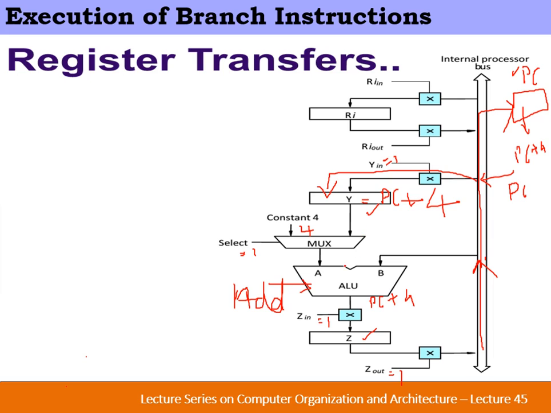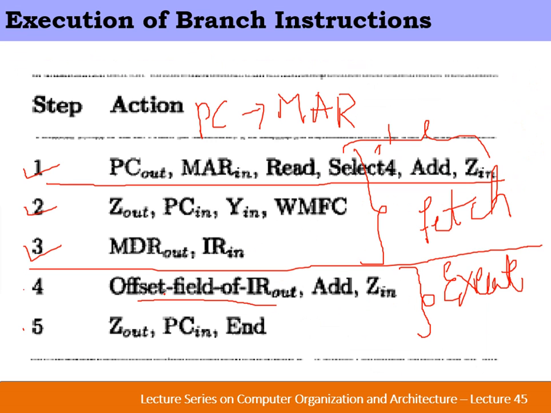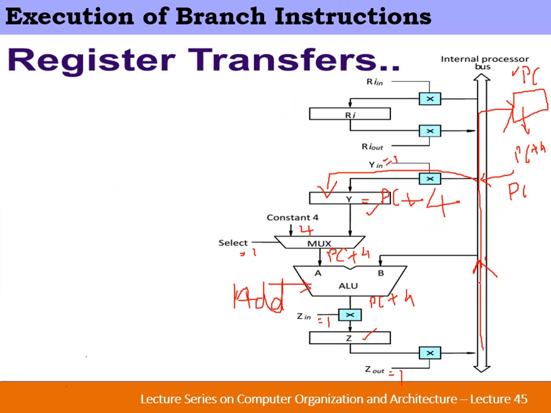So this makes PC plus 4, A operand becomes PC plus 4. By making offset field of IR out, the IR register is open now, the offset value will be propagating in the internal processor bus, so hence it can reach the B register. Because the IR register is open, we can get the offset field, and from the offset field we can get an offset value X.